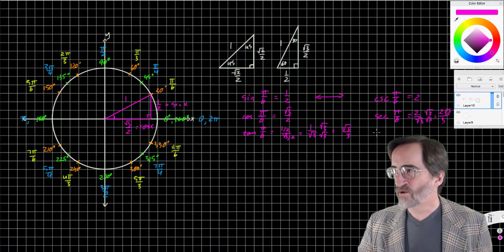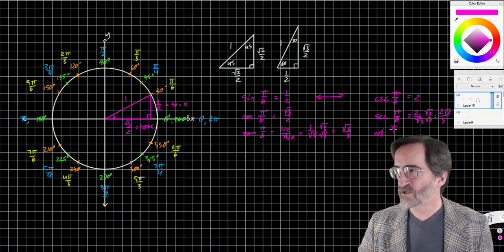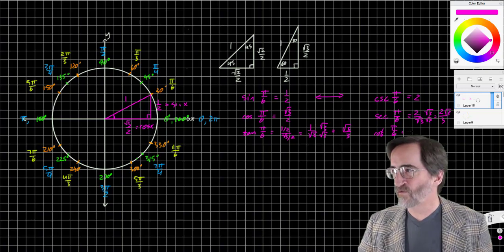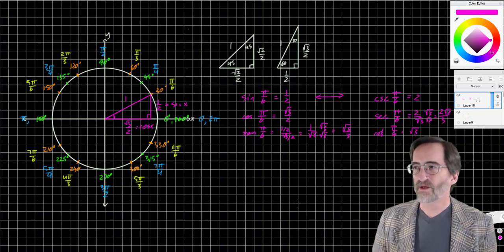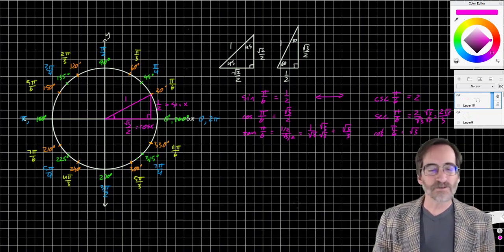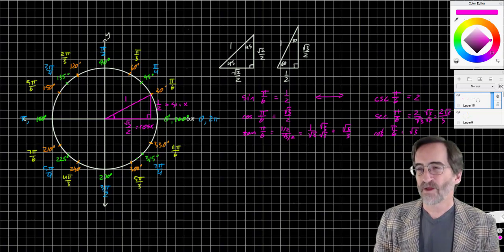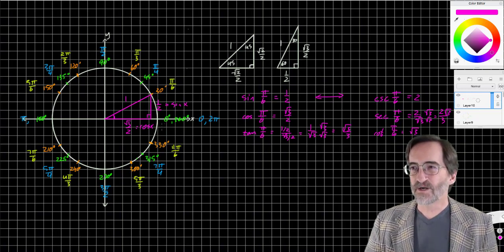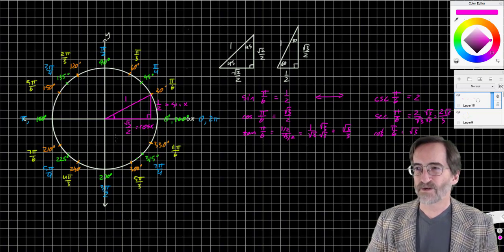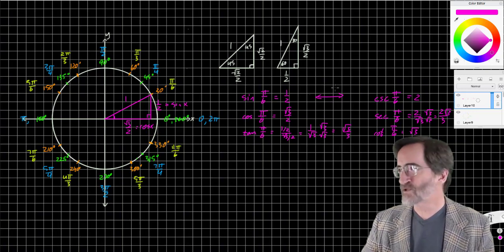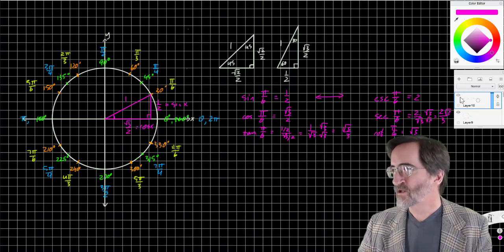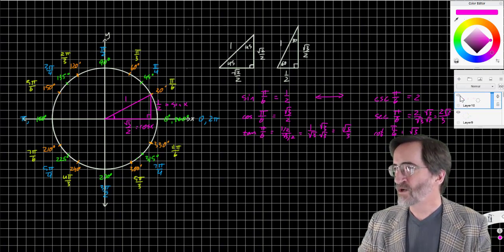Okay, and cotangent pi over 6. Think the reciprocal of 1 over root 3 is root 3. Okay, all right, so that's how to find the trig functions here. There is much talk about coterminal angles and stuff, so let's do one of those. So let's get a new layer here and hide this.